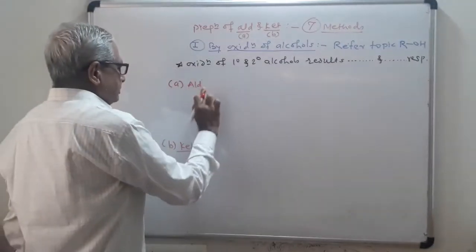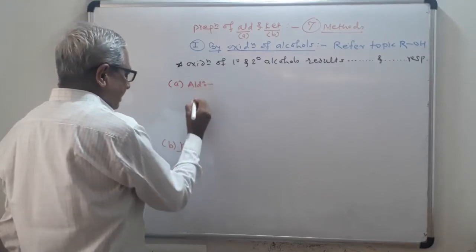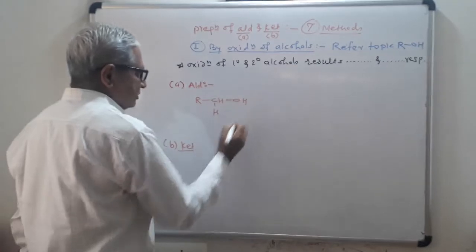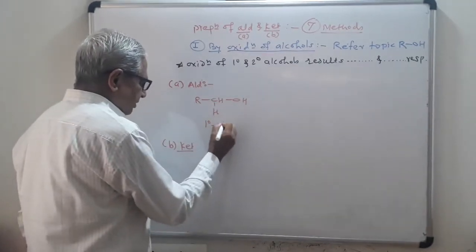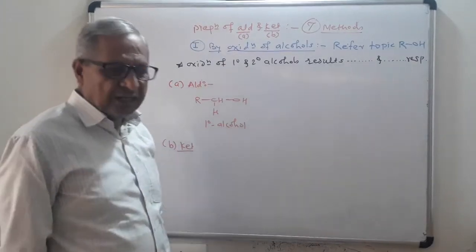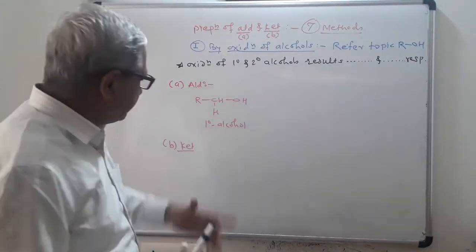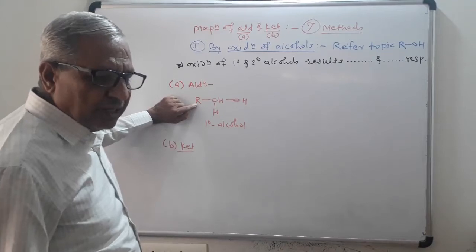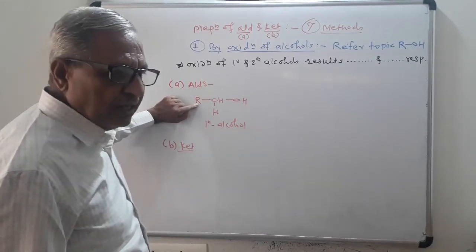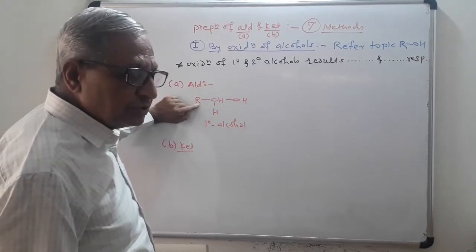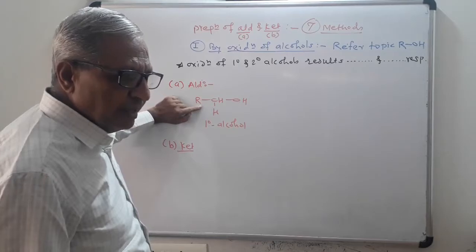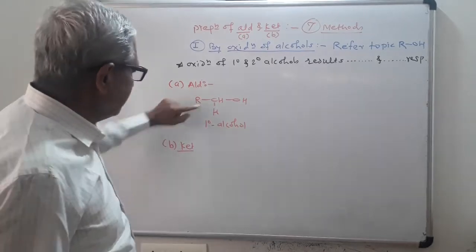Now see the A part, preparation of aldehyde. RCH2OH. This is the formula for primary alcohol. Put R is equal to H, methyl alcohol. I will not write on the board, remember that. R is equal to H, methyl alcohol. R is equal to CH3, ethyl alcohol. R is equal to C6H5, benzyl alcohol. So remember that.